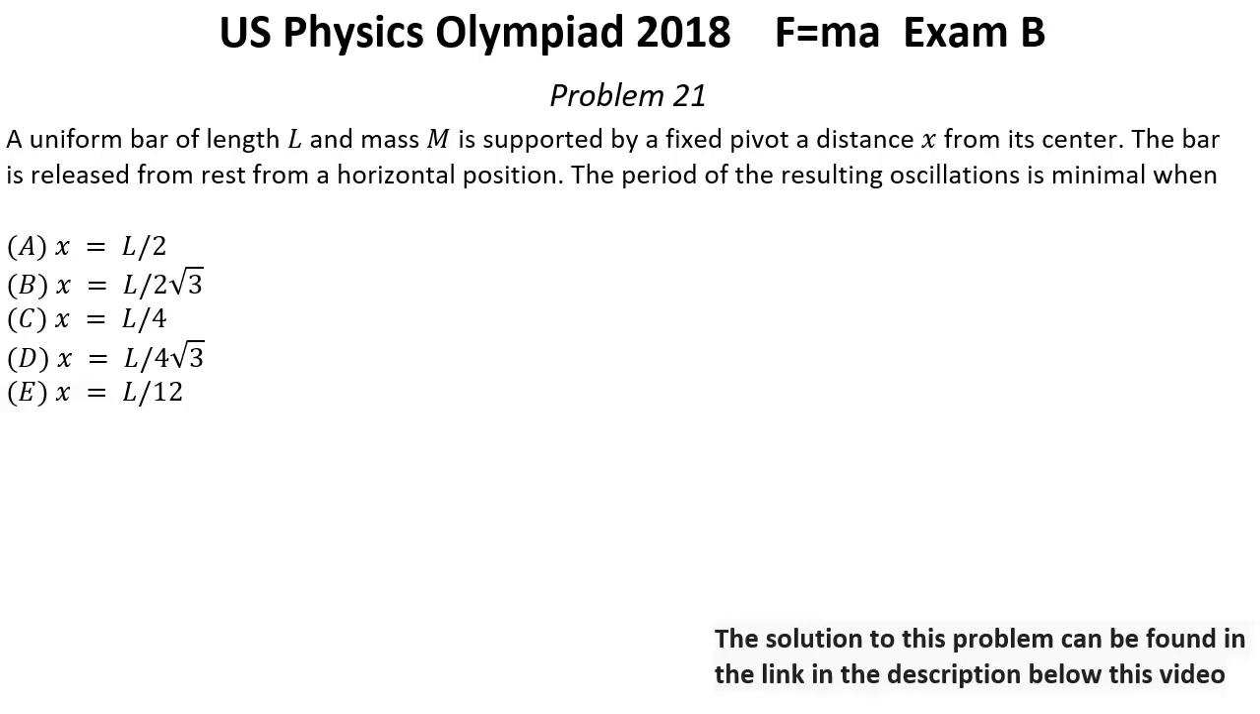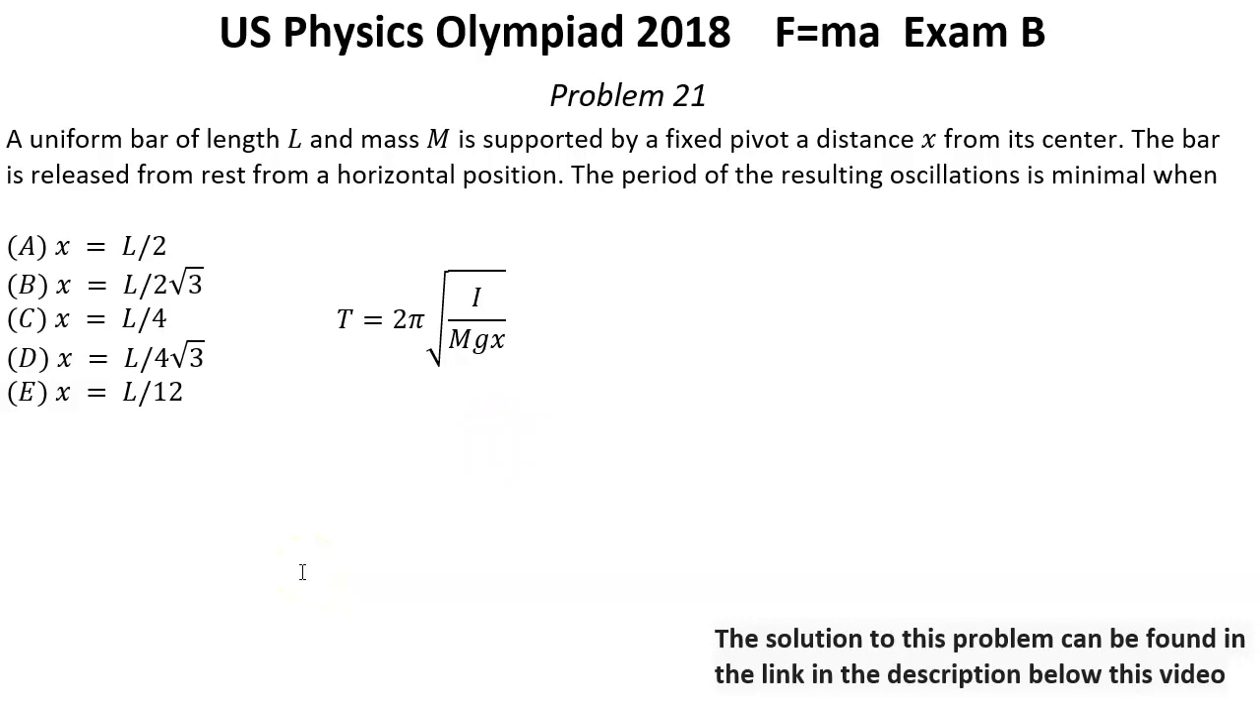Solution for problem number 21. This bar is a physical pendulum, and for a physical pendulum we have a formula for the period. Period equals 2 pi multiplied by the square root of I over mgx, where I is the moment of inertia, m is mass, g is acceleration of free fall, and x is the distance from the pivot to the center of mass.